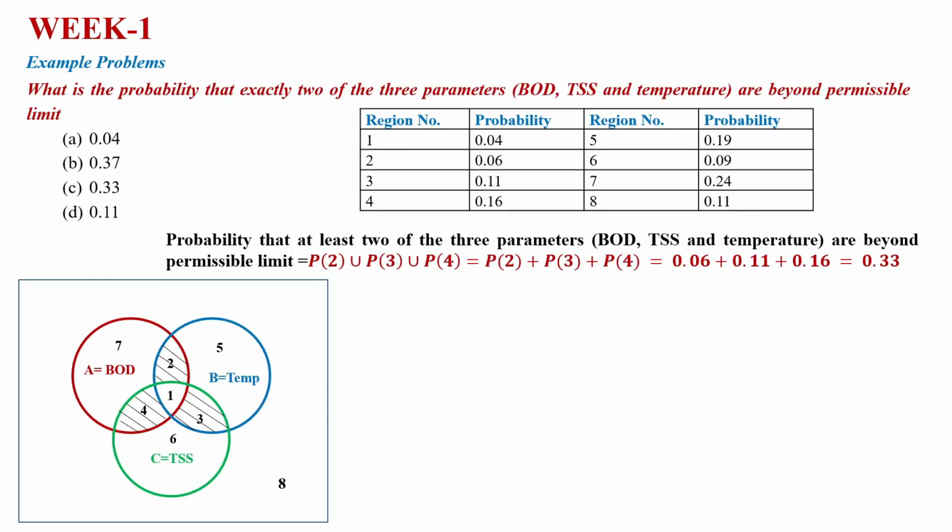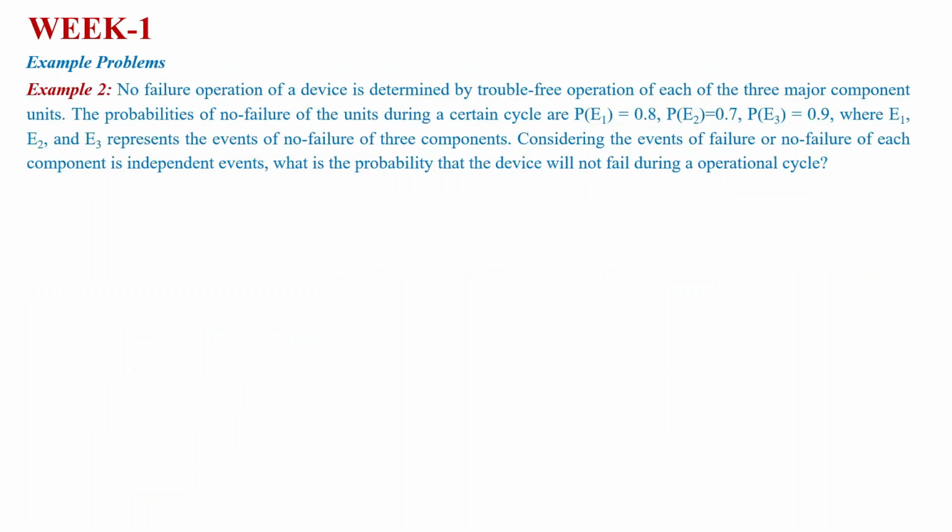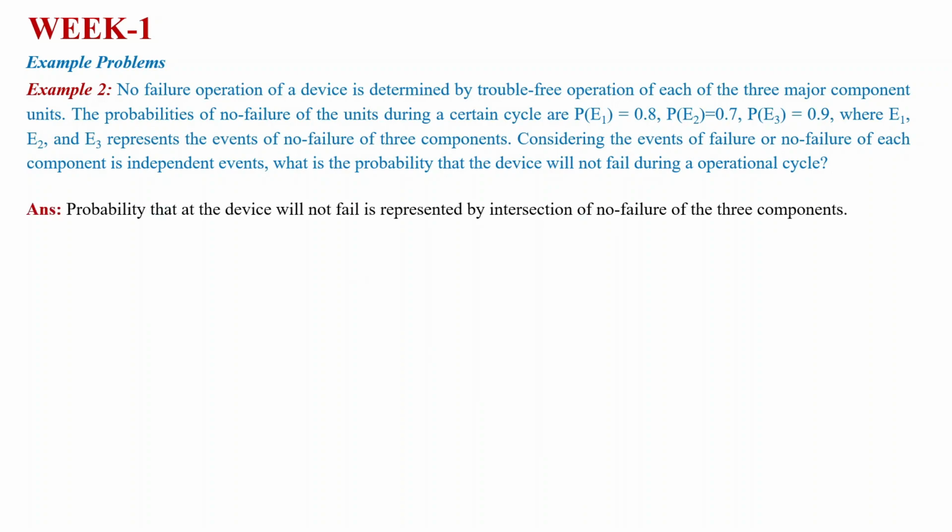So the next example. The next problem is: no failure operation of a device is determined by trouble-free operation of each of the three major component units. The probabilities of no failure of the units during a certain cycle are P(E1) equal to 0.8, P(E2) equal to 0.7, P(E3) equal to 0.9, where E1, E2 and E3 represent the events of no failure of the three components respectively. Considering the events of failure or no failure of each component as independent events, what is the probability that the device will not fail during the operation cycle?